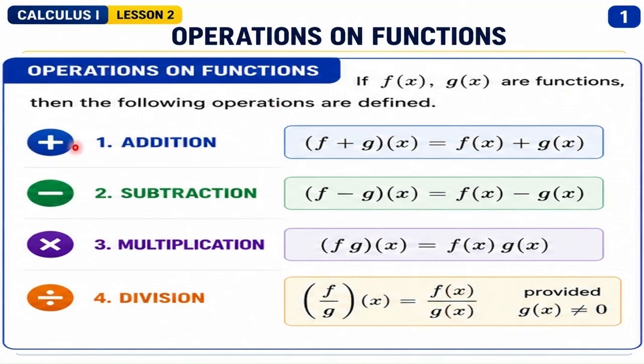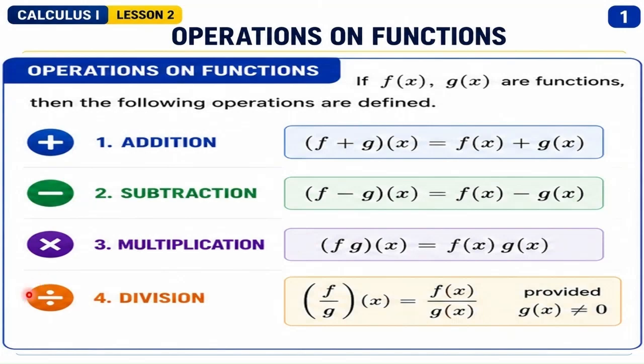The first and second operations are addition and subtraction. f plus or minus g of x equals f of x plus or minus g of x. In other words, to add or subtract two functions, we simply add or subtract their corresponding outputs. The third operation is multiplication. f times g of x equals f of x multiplied by g of x. Here, the value of the new function is obtained by multiplying the values of the two original functions.